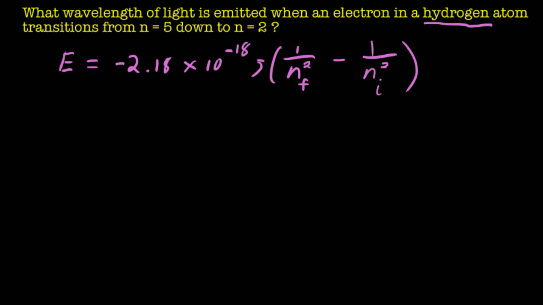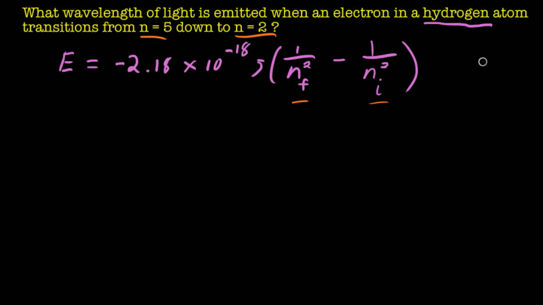And so now, pretty much what do we have to do? Well, we just have to plug in our two different numbers. We have a transition where this electron starts at 5, so our initial is going to be 5, and it transitions down to 2. So our final is going to be 2. So let's go ahead and rewrite that.